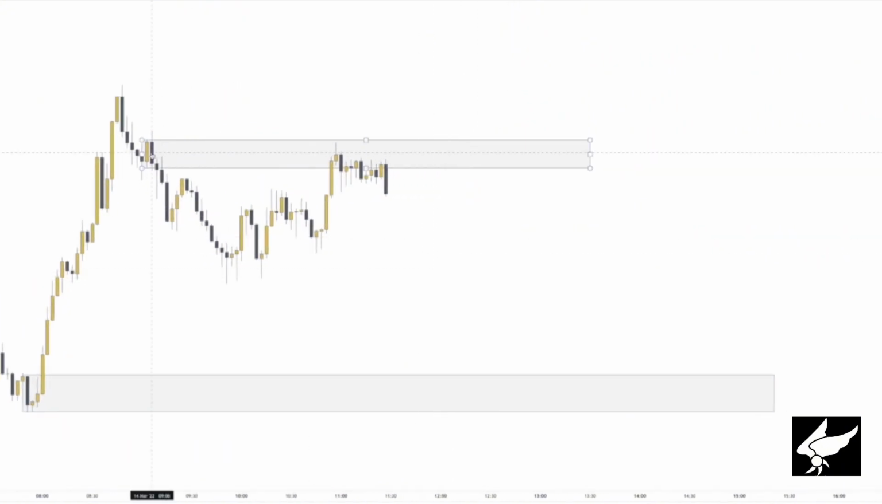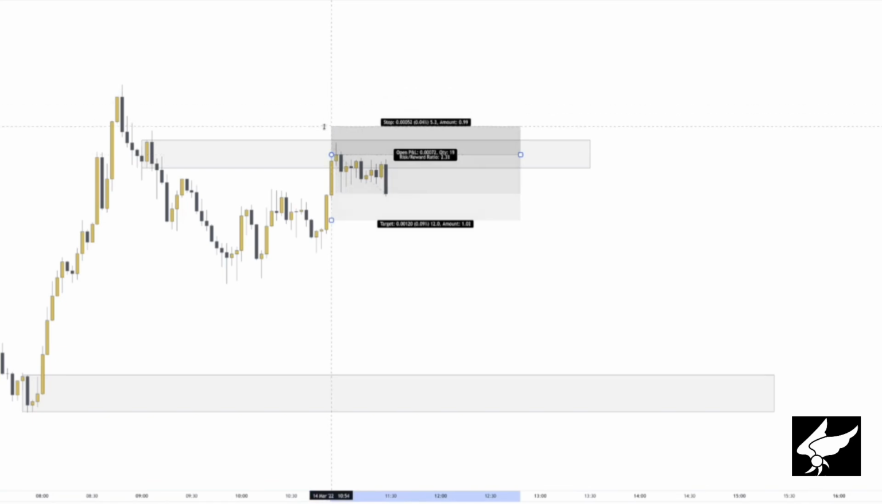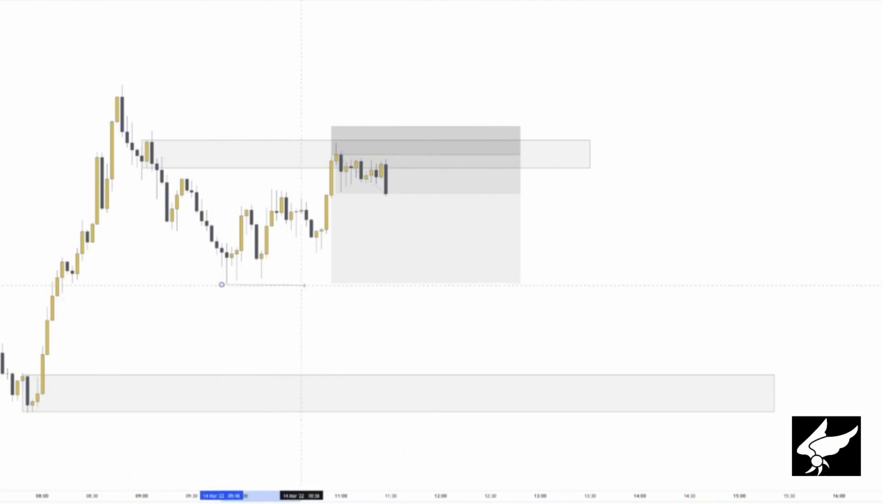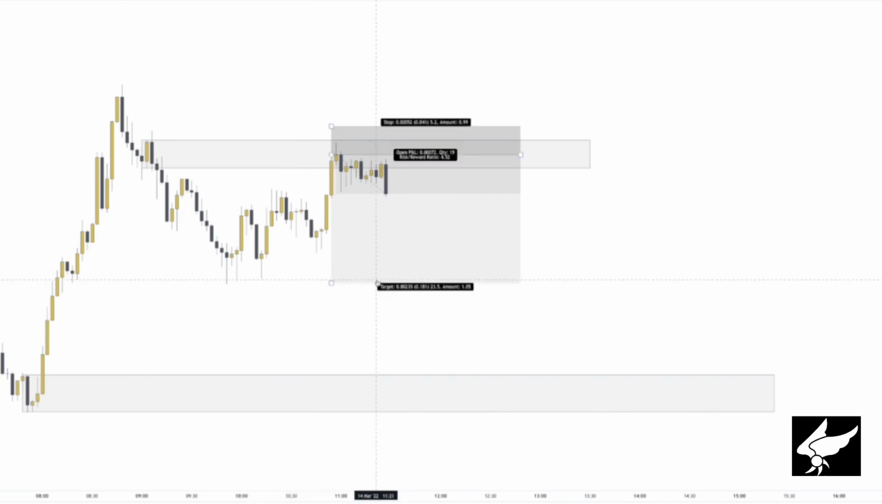So this was my first point of interest here. Like I said, I missed the opportunity. I was aiming for the 50% of this zone, stop loss just above, and I was targeting recent lows. This low right here. But like I said, I missed this opportunity. Would have been nice, but it is what it is.